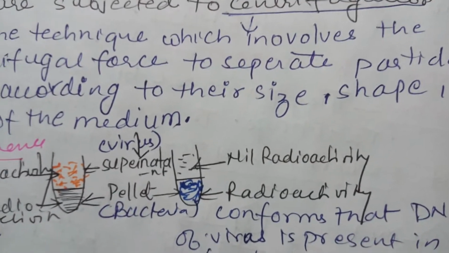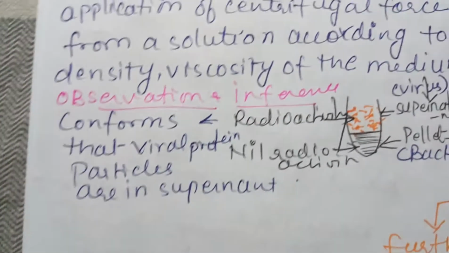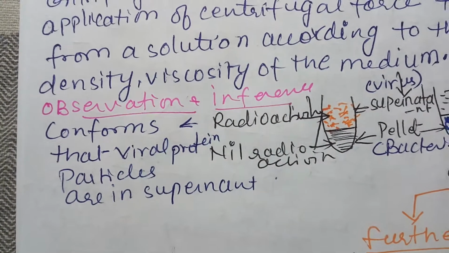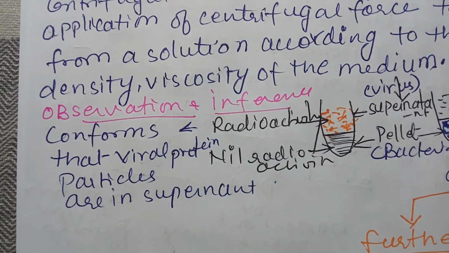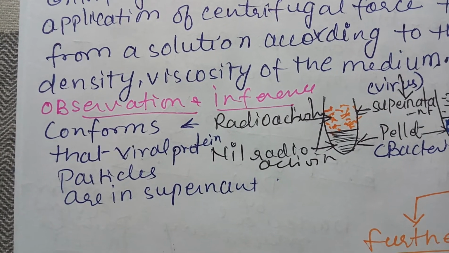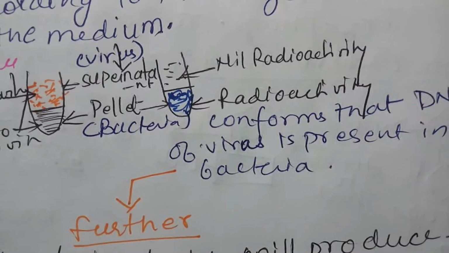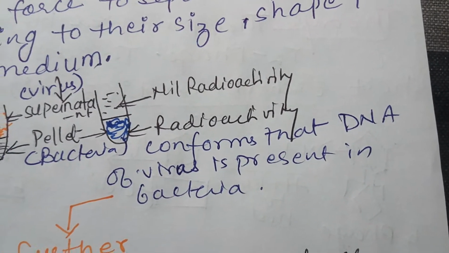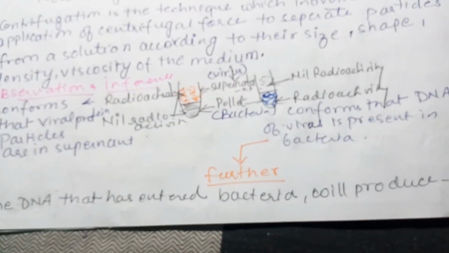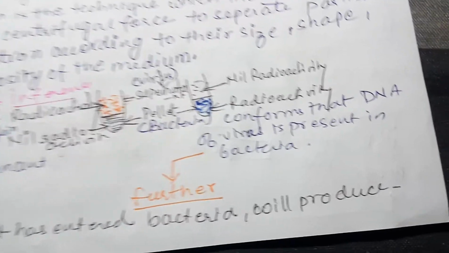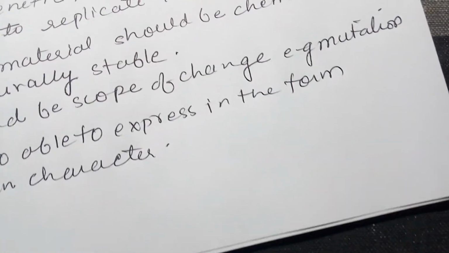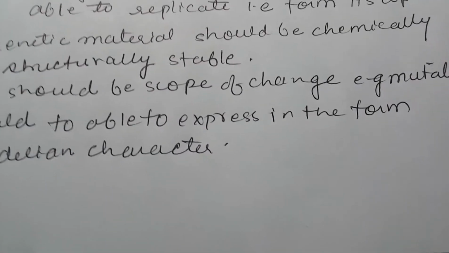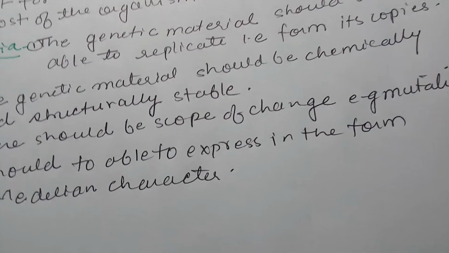Over here the pellet shows the radioactivity. Now what was the observation when this was detected? It confirms that viral protein particles are in the supernatant, whereas this confirms that the DNA of the virus is present in the bacteria. Now further, the DNA that has entered the bacteria will produce the phage, you can say phage particles.